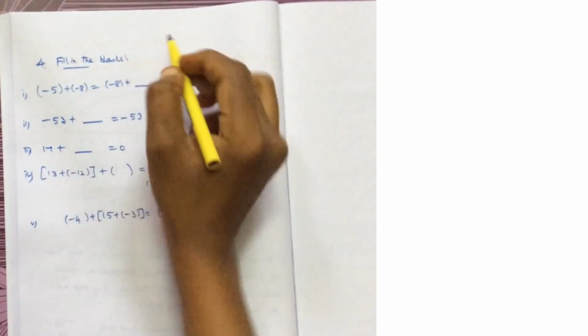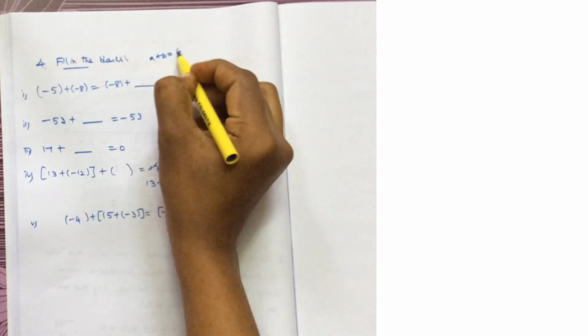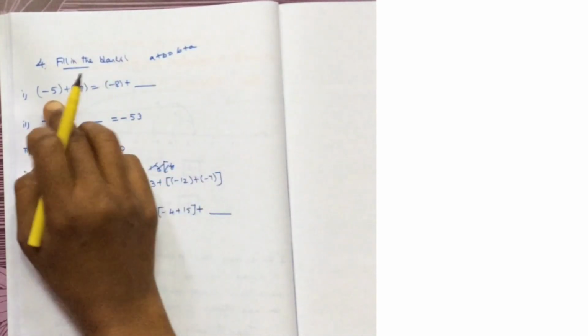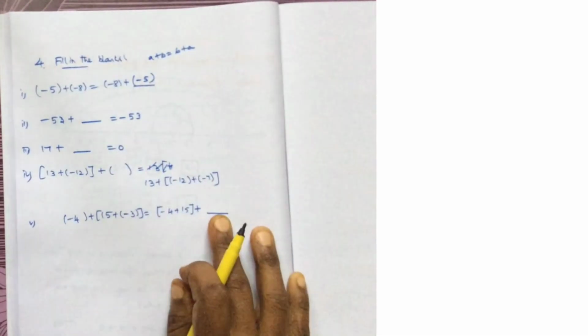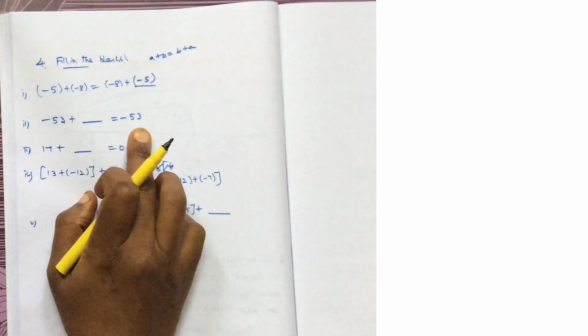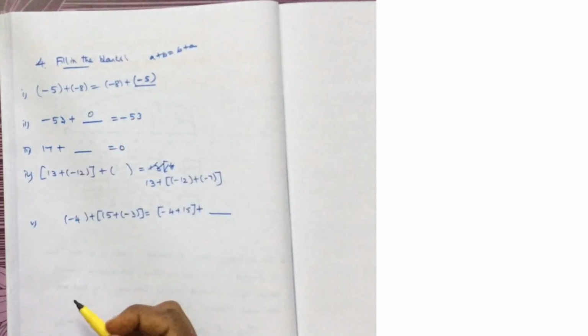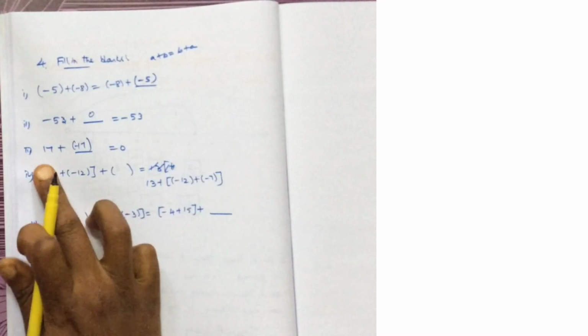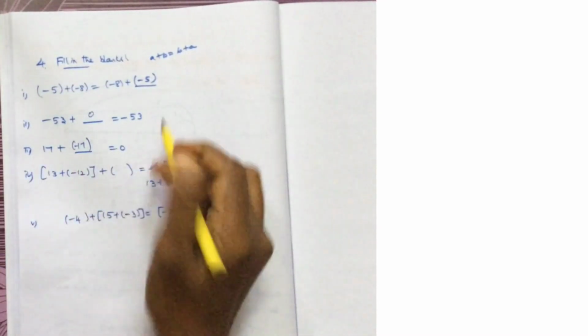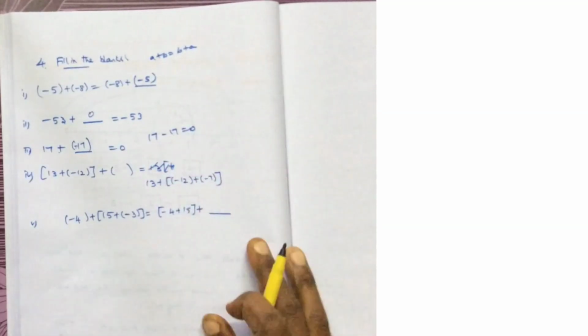Next problem, this is by the commutative property. What does it say? A plus B equal to B plus A. So minus 5 plus of minus 8 is minus 8 plus of minus 5. So it is the same here also, so it should be 0. If you add minus 17 plus 17, it is 0. So 17 plus minus 17 is 0.